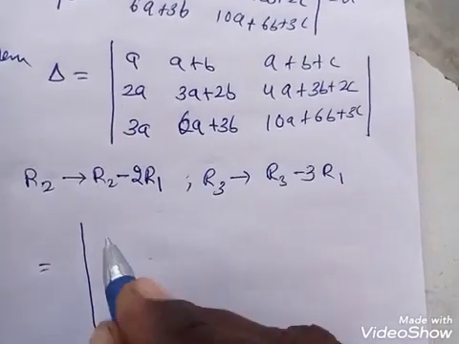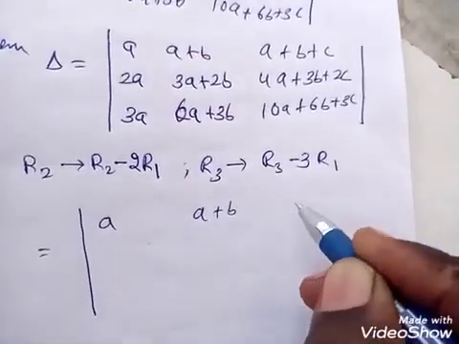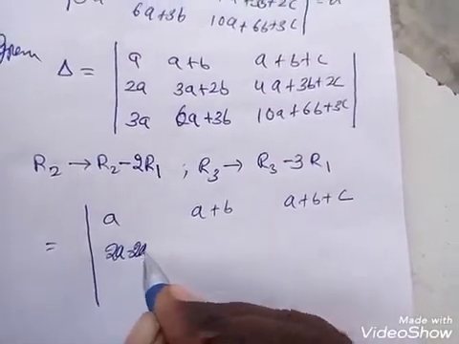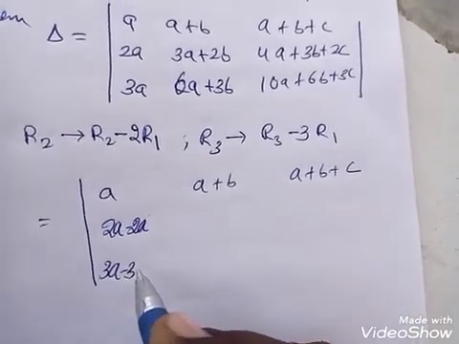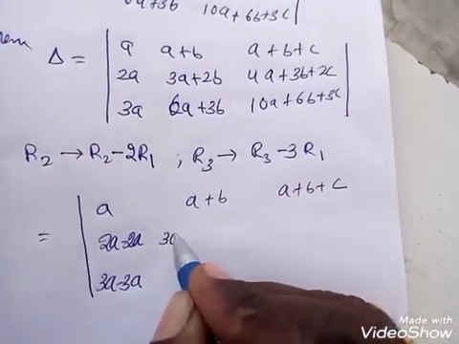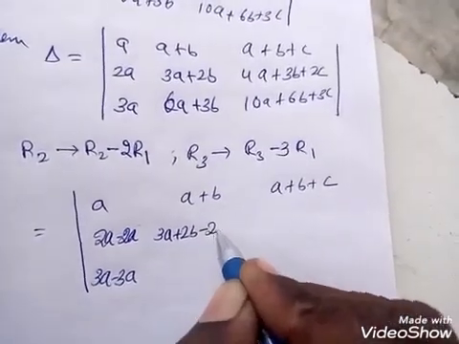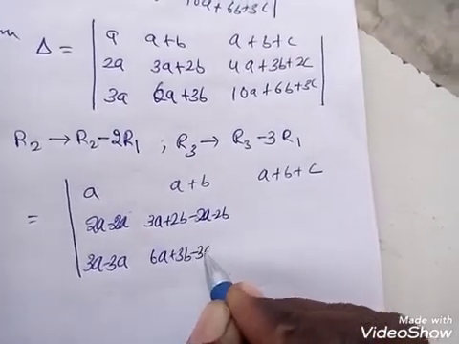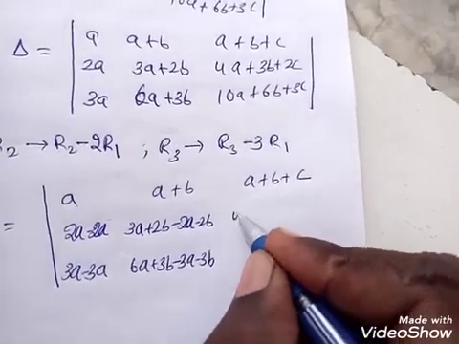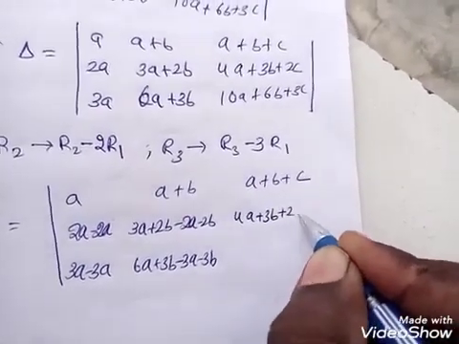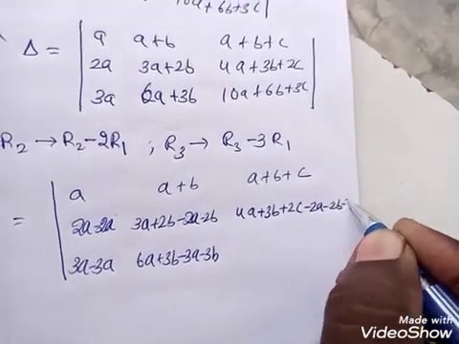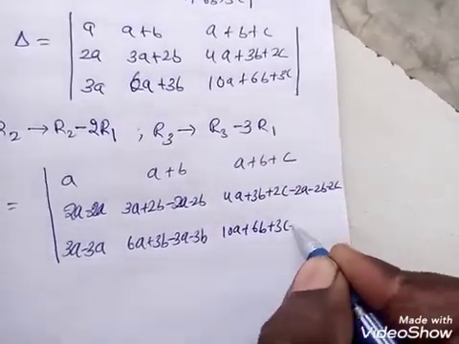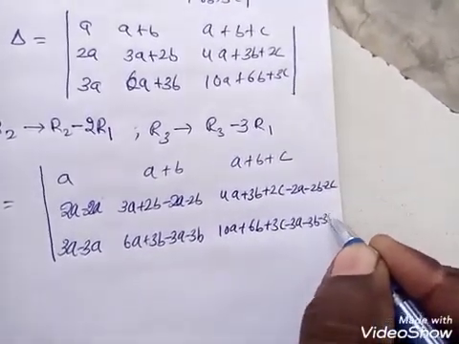Therefore, what are you going to get? First row: a, 2a, 3a. Second row: a plus b minus a, 3a plus 2b minus 2a minus 2b, 6a plus 3b minus 3a minus 3b. Third row: a plus b plus c minus a, 4a plus 3b plus 2c minus 2a minus 2b minus 2c, and 10a plus 6b plus 3c minus 3a minus 3b minus 3c.